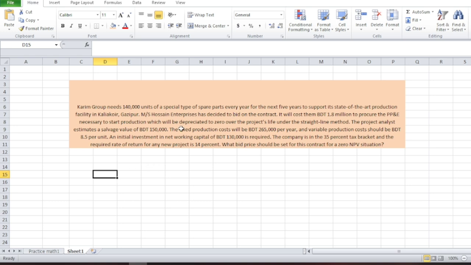So first, I will write down all the relevant information on the left side of the Excel sheet so that I can use all this information throughout my analysis. So let's write the particulars. First, we have the sales unit, which is 140,000. And then we have the project, here, which is 5 years. And then we have the initial outlay, which is 1.8 million.